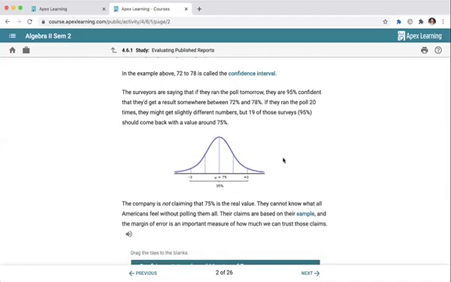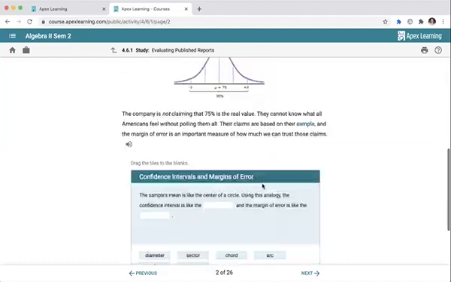All right, and of course, another thing to highlight here is that the company's not claiming that 75% is the real value. Okay, they can't know how all Americans feel, but they can base their claim on the sample that they asked, right? So they can always say, right, out of the people that we asked, 75% of them said blank, right? And of course, the margin of error is to measure how much we trust those claims, okay?